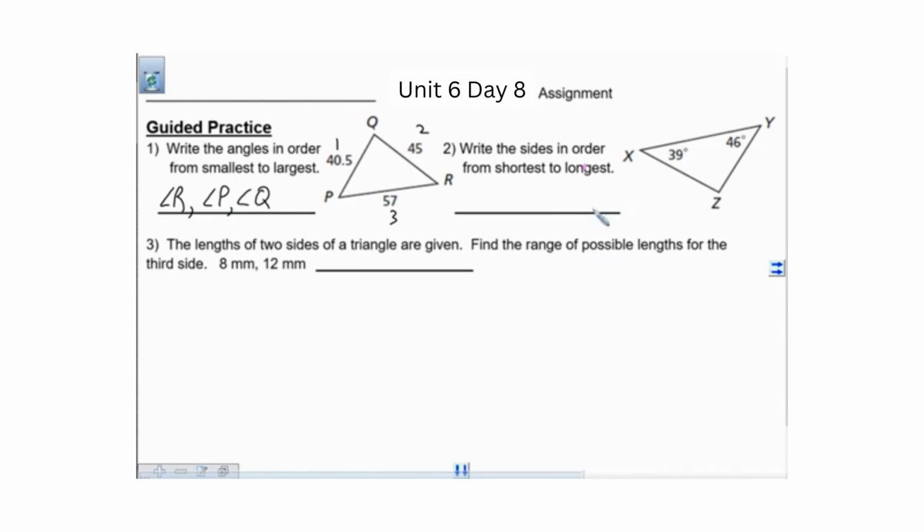Then on to the next one, we want to write the sides in order from shortest to longest, which means we need to find our missing angle. So again, add your two angles together and subtract from 180.